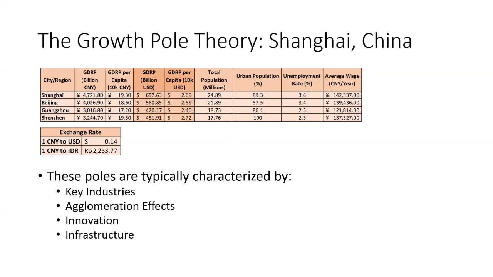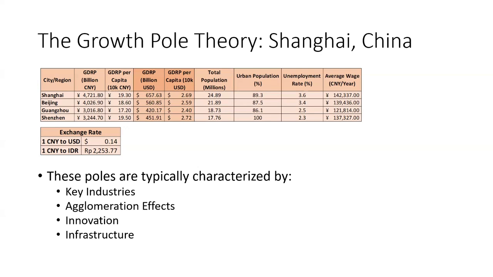Next is agglomeration effects. The benefits firms and industries derive from being close to each other, such as shared resources, knowledge spillovers, and a larger labor pool. Shanghai's density of businesses, research institutions, and skilled labor produces significant agglomeration effects, drawing in additional investment and talent.